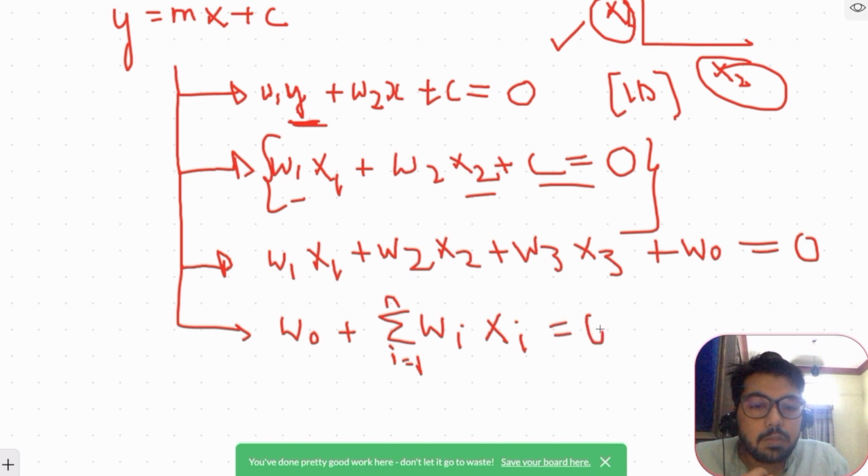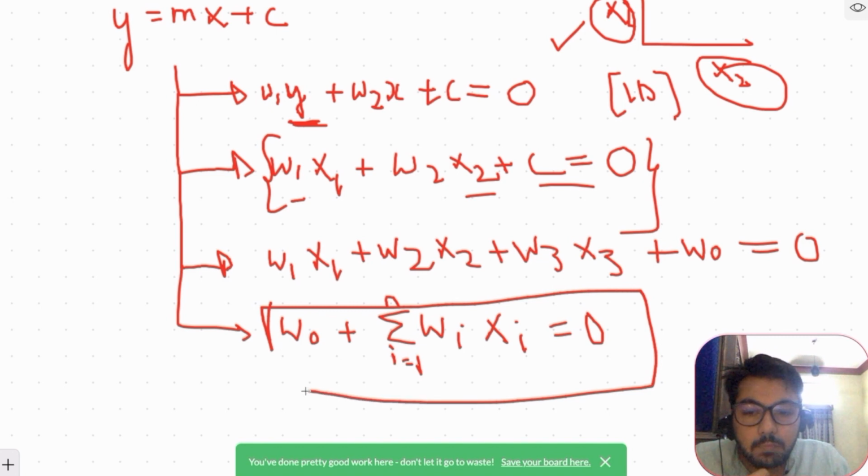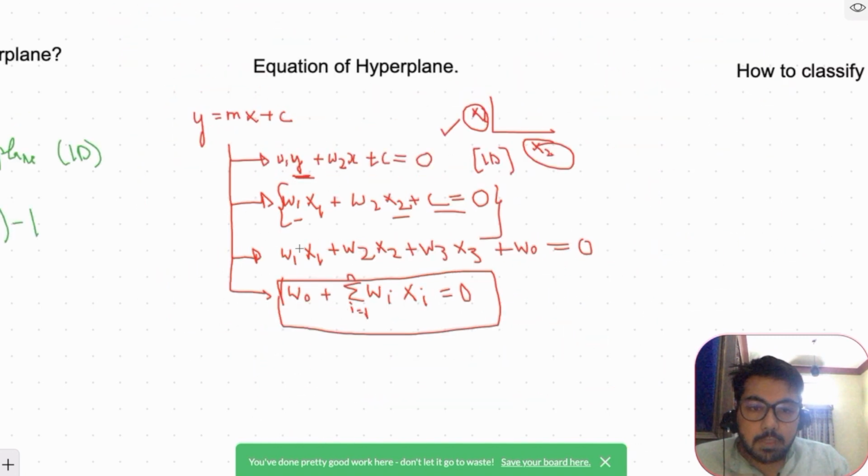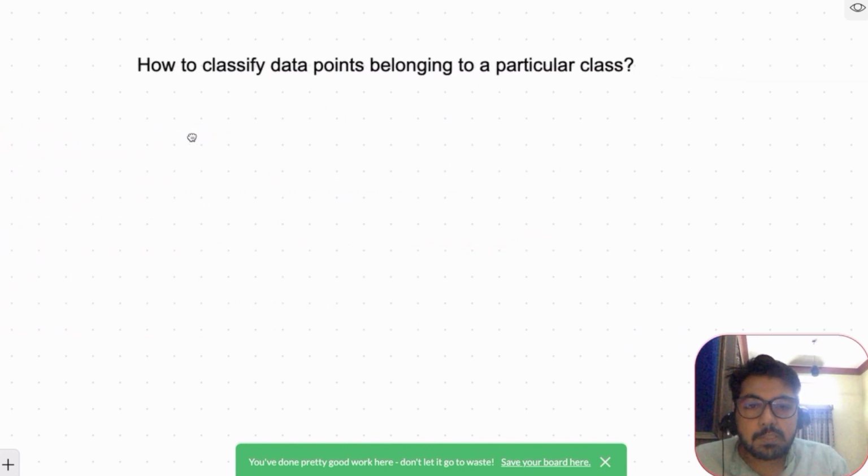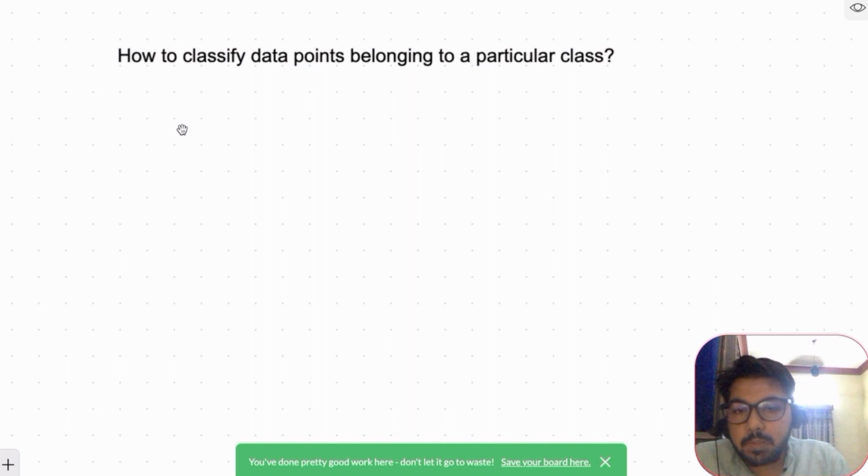This would be the equation of the hyperplane in general terms. Okay. Then now it brings us again to the next question: how to classify data. Now we know what is the hyperplane, we know what is the equation of the hyperplane.